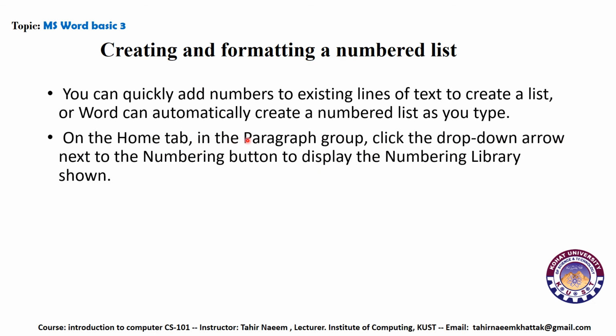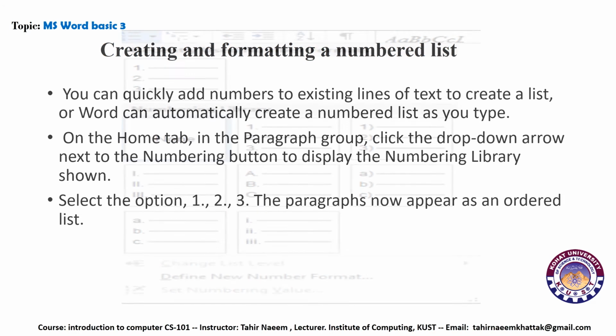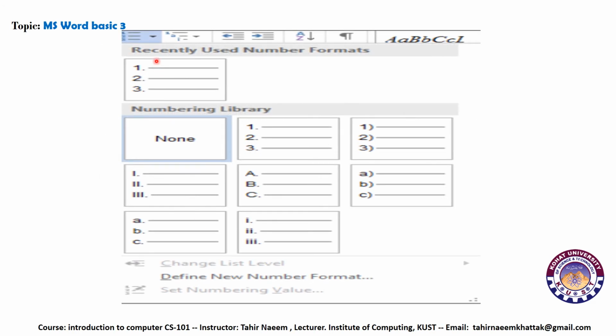On the Home tab, in the Paragraph group, click the drop-down arrow next to the Numbering button to display the numbering library shown. In the numbering library we will select 1 dot, 2 dot, and 3 dot. So the paragraph now appears as an ordered list. If we click on this, then 1 dot will appear, and we write something, then click Enter, then 2 will appear, then 3, and so on. So here is the number list.